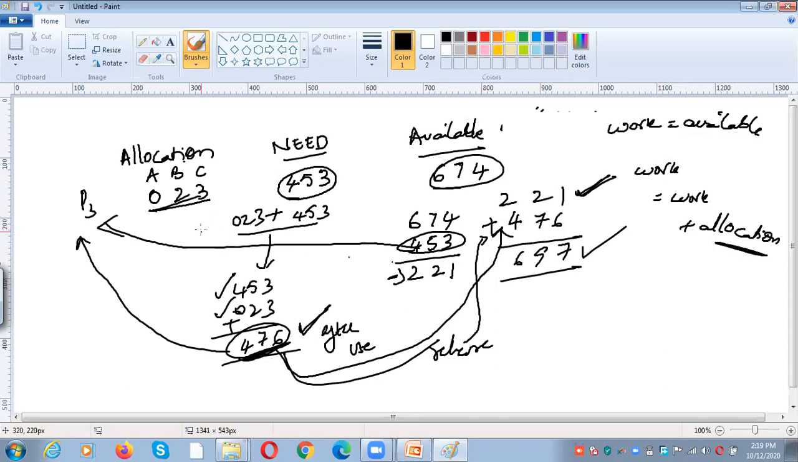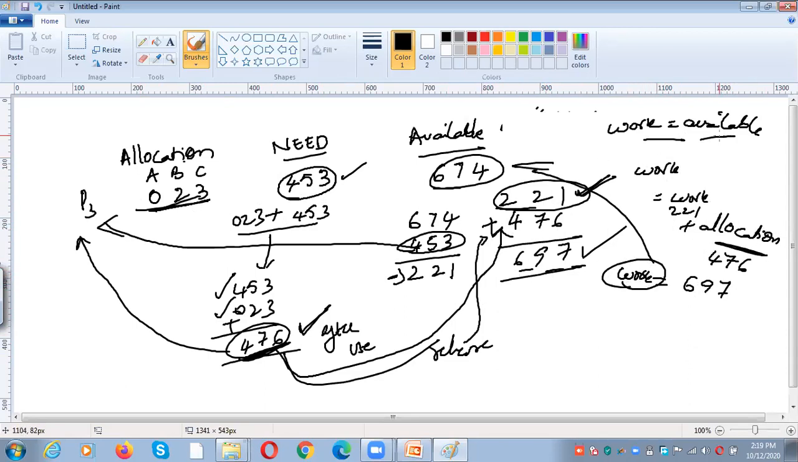So work equals work plus allocation. Allocation means earlier we allocated 0, 2, 3. Now we allocated 4, 5, 3. So total 4, 7, 6 allocated. What is available? 2, 2, 1. So if we add 2, 2, 1 plus 4, 7, 6, we get 6, 9, 7. So what is available now? Work equal to 6, 9, 7. Work means available.